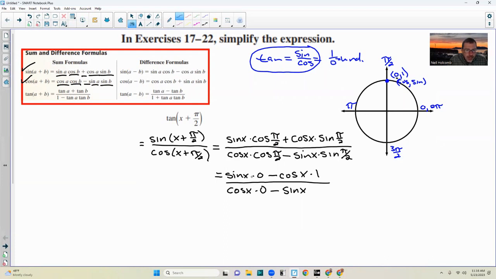So sine of x times 0 plus cosine x times 1, over cosine x times 0, which is the cosine of pi over 2, minus the sine of x times the sine of pi over 2, which is 1. In simplifying this, sine x times 0 cancels, cosine x times 0 cancels, and we're left with cosine x times 1, which is just cosine x, over a negative sine x.